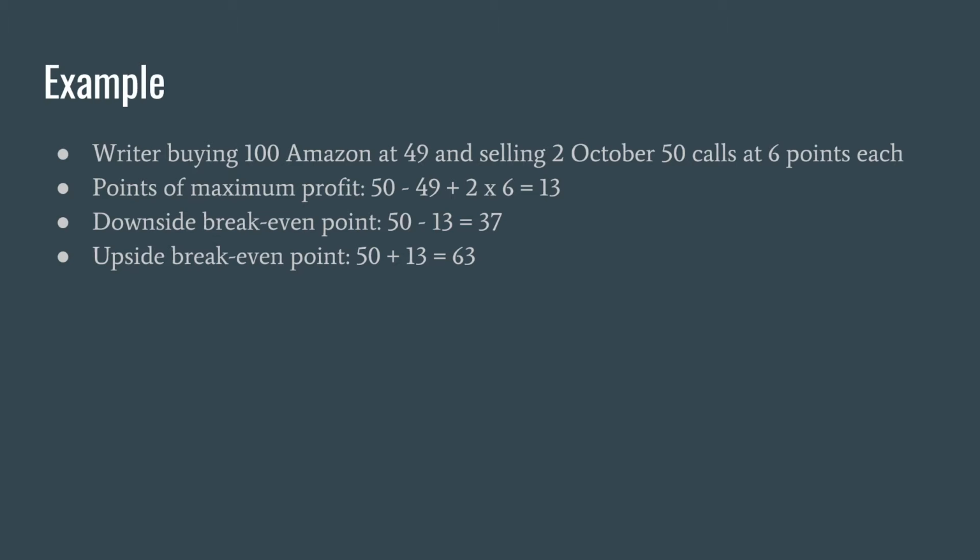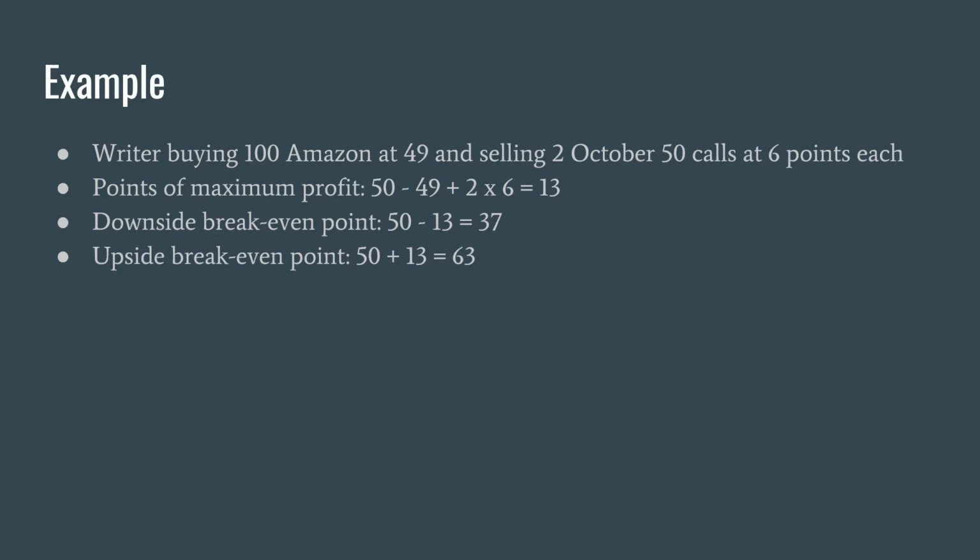A writer is buying 100 Amazon at 49 and selling 2 October 50 calls at 6 points each. To find the point of maximum profit, you take the strike price, which is 50, and subtract the stock price, which is 49, plus 2 times the call price, which is 6, giving you a total of 13. This number is then used in the next two formulas.